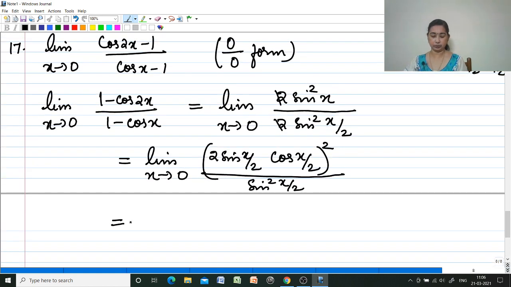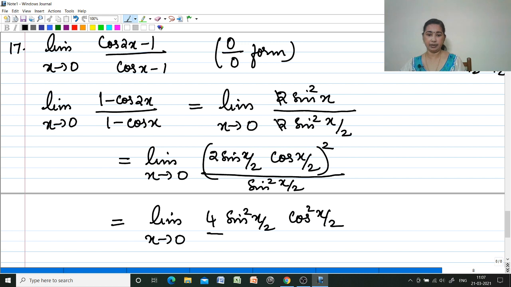That is equal to, so now squaring the numerator, we can write here limit x tends to 0, 4 sin square x by 2 cos square x by 2 divided by sin square x by 2. Sin square x by 2 will get cancelled. Remaining, we can apply the result for x tends to 0 here. So cos 0 is 1, so the answer is 4.